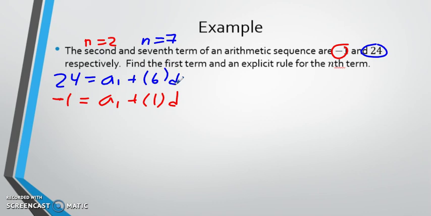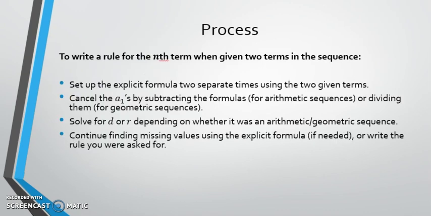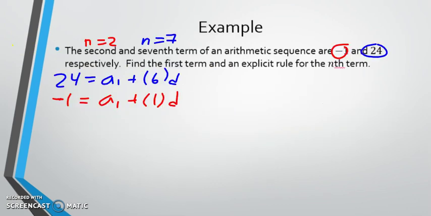And then what I was telling you to do on the last slide was for an arithmetic sequence, you need to cancel the a sub 1s by subtracting one formula from the other. So I'm going to actually subtract this entire second equation from the first equation. The order you do the subtraction in really doesn't matter. The reason I'm doing the second one minus the first one is because then I'm going to end up with a positive 5d here. But it really doesn't matter if you do it with a negative. It just means you have a little bit more to do solving-wise.